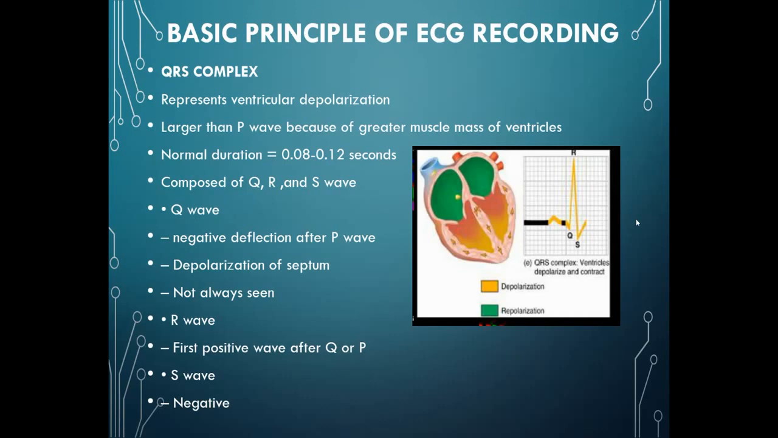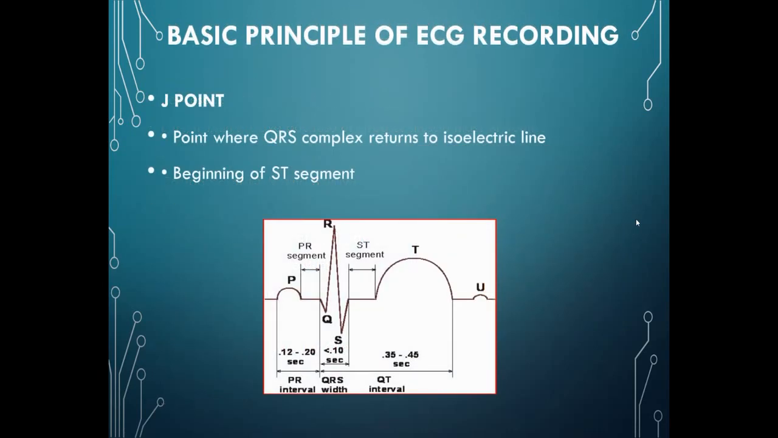Then comes the R wave, which is the first wave after the Q having positive deflection. That is, the wave is moving upward again. But after that comes the S wave, where the wave is again deflected downwards. Then comes the J point. This is the point where the QRS complex returns to the isoelectric line. The isoelectric line is the straight line. Again it comes upward and remains on that specific line.